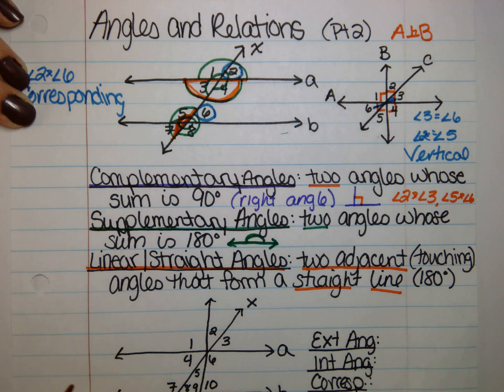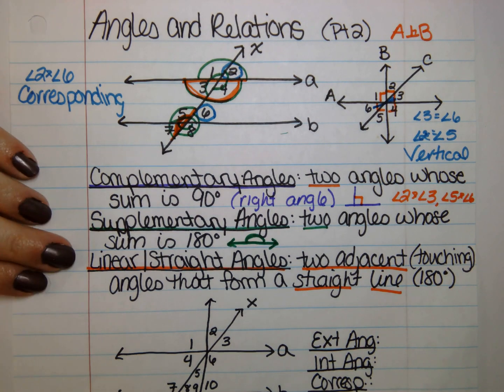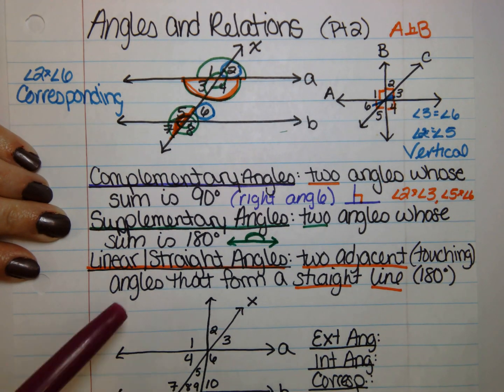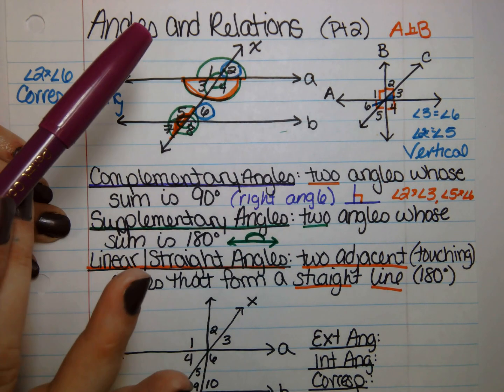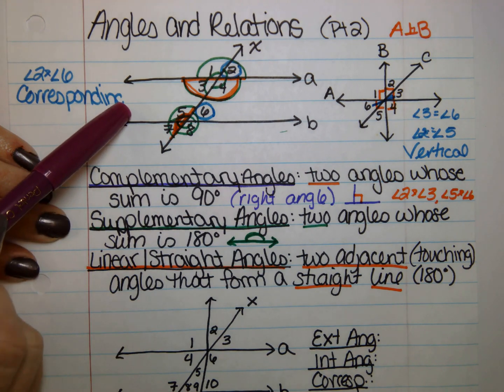So the difference between linear and supplementary is linear has to be, the angles have to be touching each other, whereas supplementary, they don't have to. You can use any 2 from this example that add up to 180 degrees.